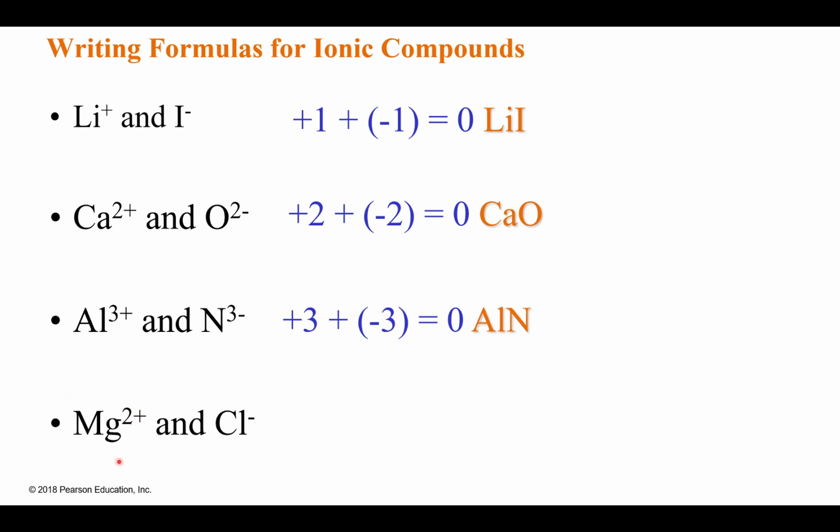But when it comes to magnesium and chloride, magnesium is 2 plus charge and the chloride is minus 1 right here. In order for it to be 0, I'm going to need 2 chloride. So the way we write it is 1 times plus 2, that's the first one, plus 2 times minus 1, that's the charge on the second one. So I need 2 of them. Therefore, the formula will be MgCl2. All right? That's the formula.